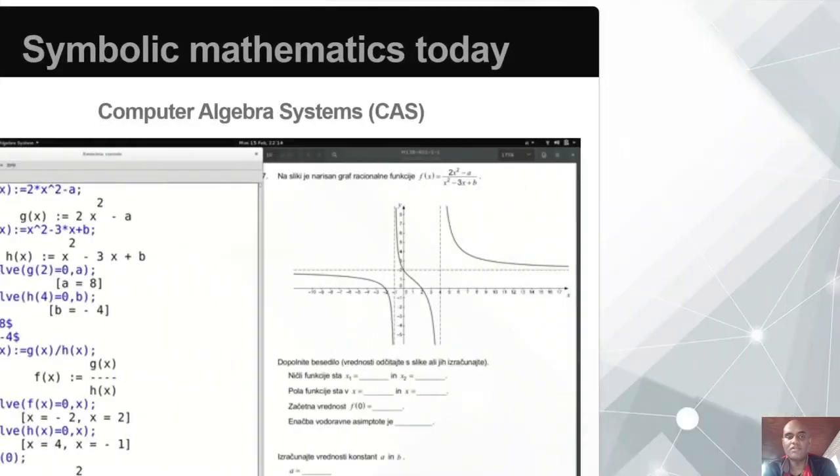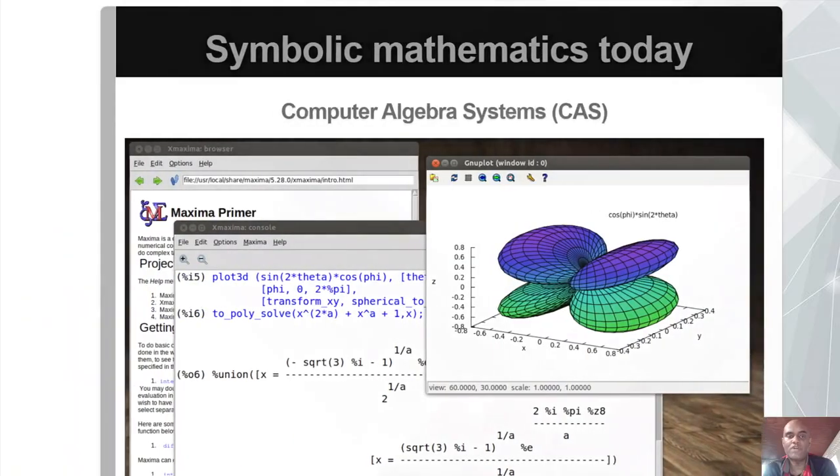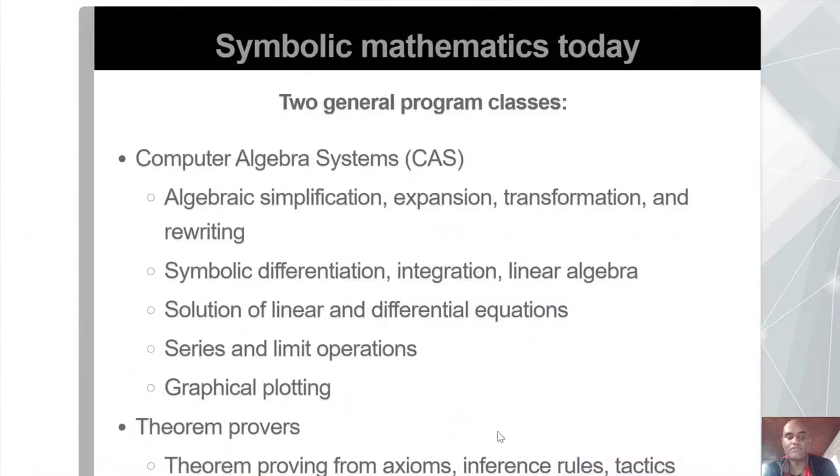So the second category of symbolic mathematics programs we can talk about are theorem provers. With theorem provers, we do things like theorem proving from axioms, inference rules, tactics. We can talk about things like the satisfiability of a Boolean formula. We also do things like constraint solving in integer arithmetic or real arithmetic in the context of optimization problems.